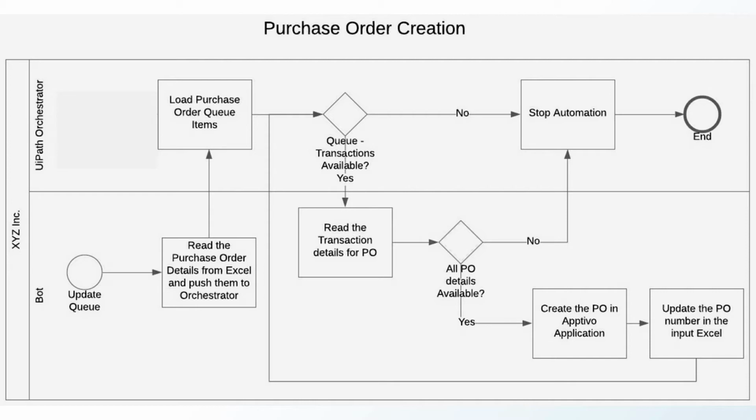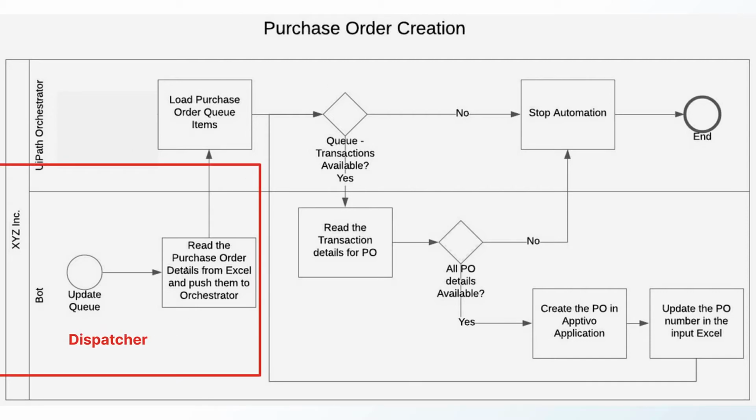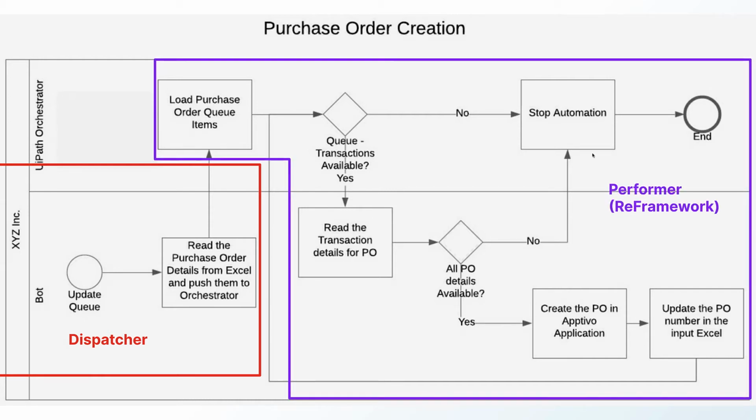Here's a flowchart of the process. First, we will have the dispatcher upload the purchase order details from the Excel to the orchestrator queue. And once the transactions are available, our performer, or the ReFramework, will take the transactions and process them. And for each transaction, the performer will go to the Apptivo application and create a purchase order. And once the purchase order is generated, we will use the purchase order number to update the Excel. And if there's no more transaction, this automation will stop.